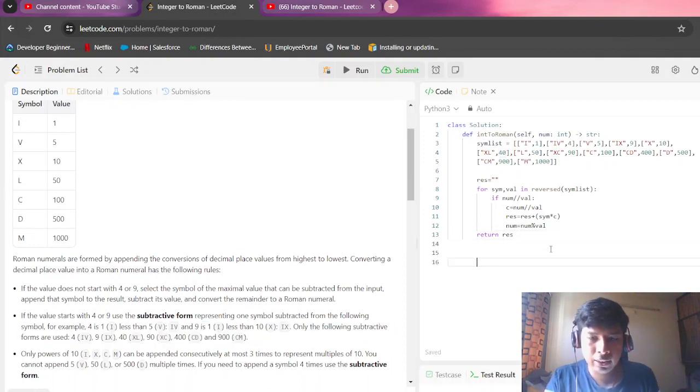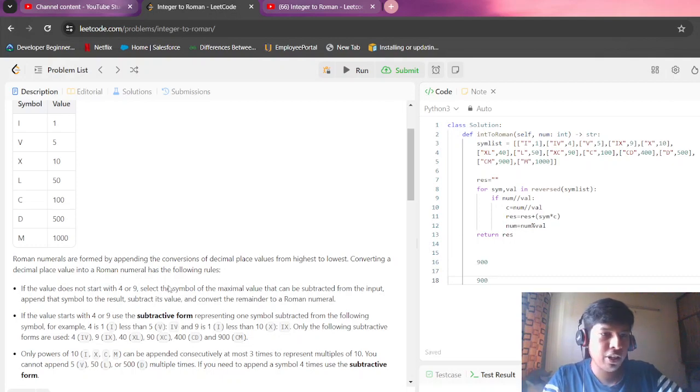Now suppose 900 comes as an integer value. We will start the division with the largest, which is 1000. Again, integer division by 1000. What do we get? 0. No problem. I will then mod by 1000.